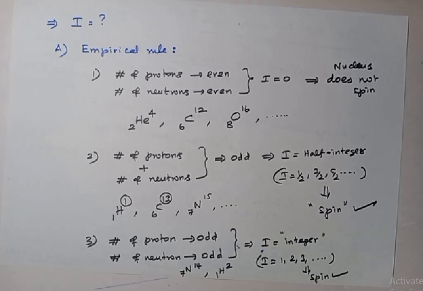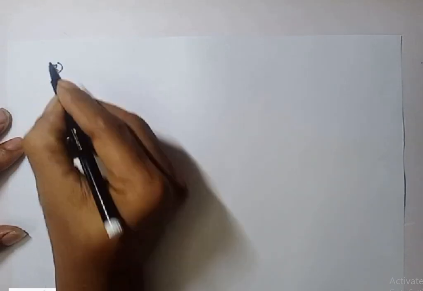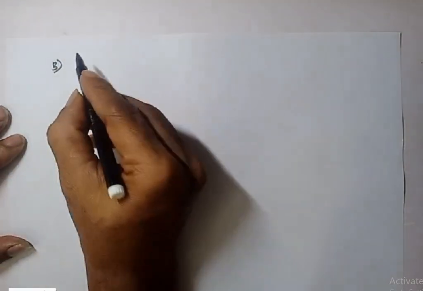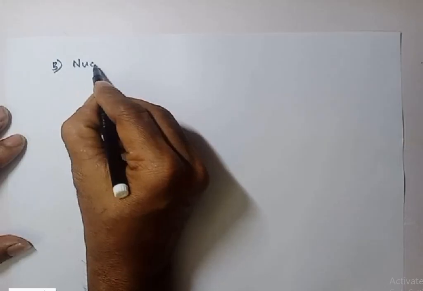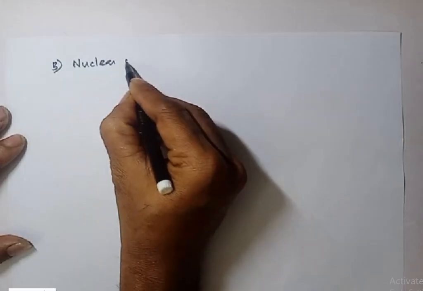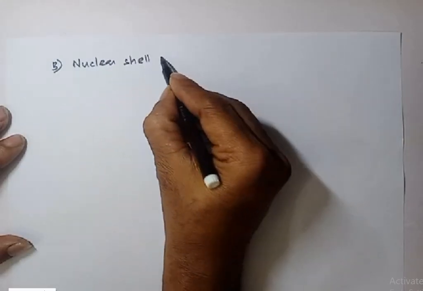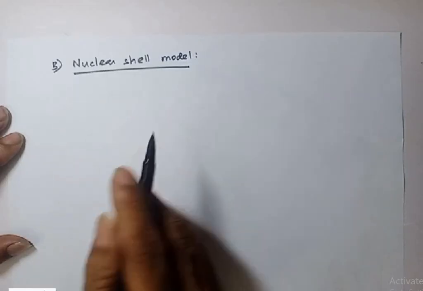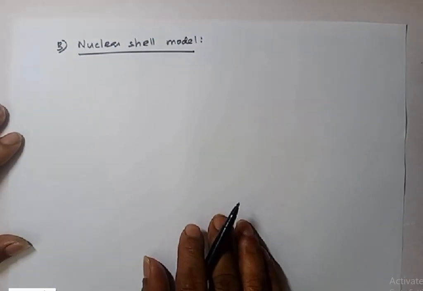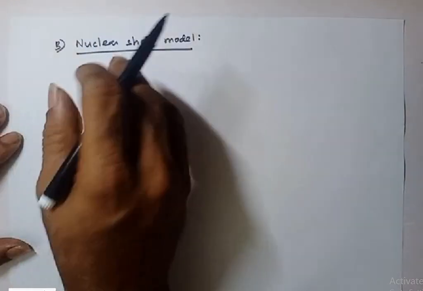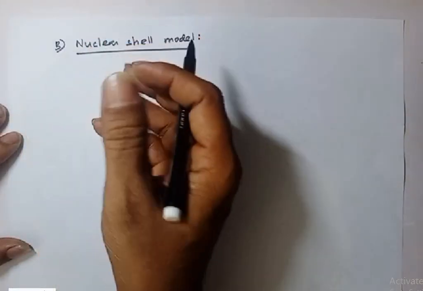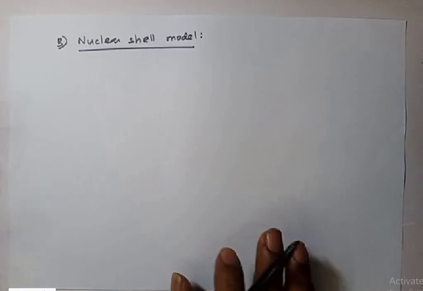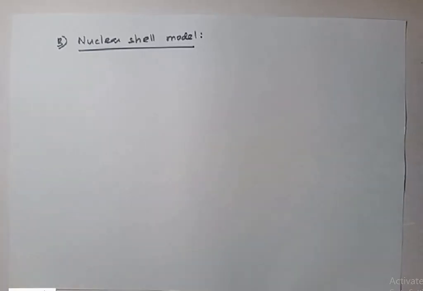Right? So there is another way by which we can find the value of I. This is called the nuclear shell model. Based on this also we can find the value of I. But this nuclear shell model also has some limitations. Okay, we'll discuss that. Now listen carefully.